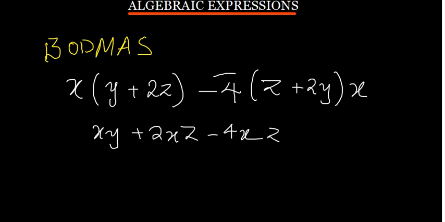And then the same negative 4 times x, which is a negative 4x, multiply also with a 2y, right? So that is going to be negative 8xy. Is that okay? Are we moving together?